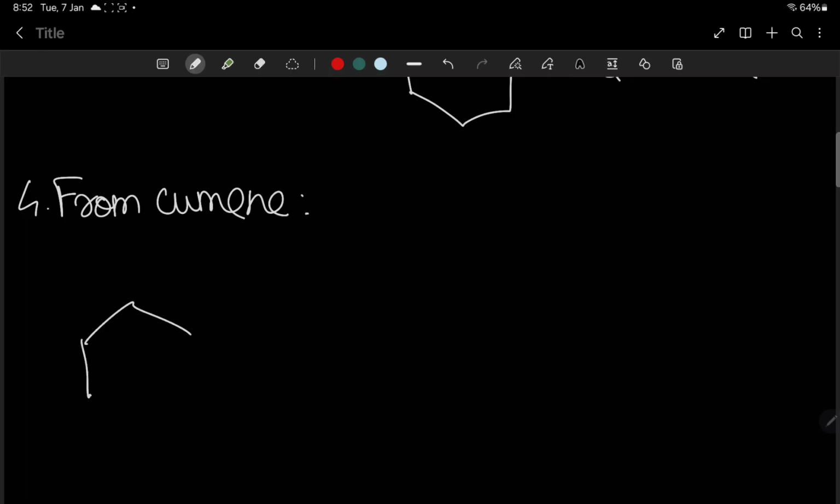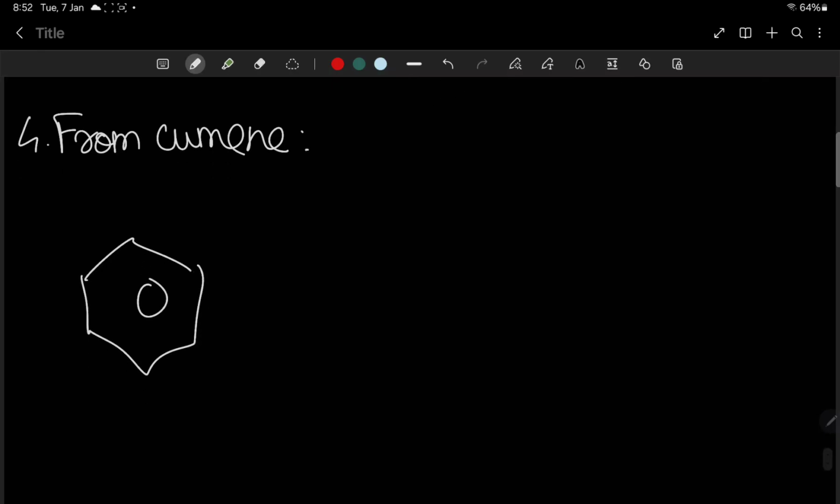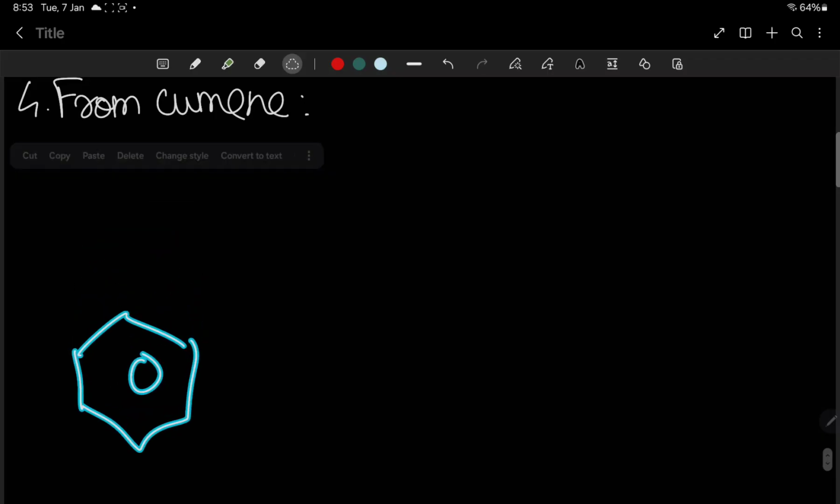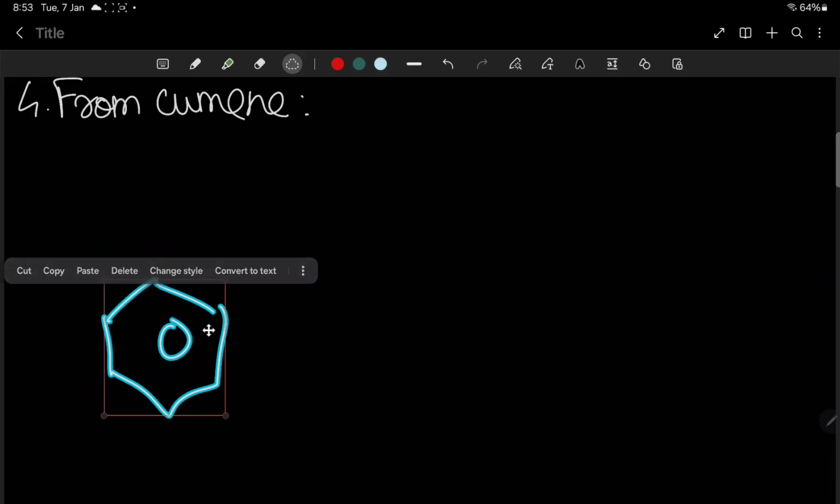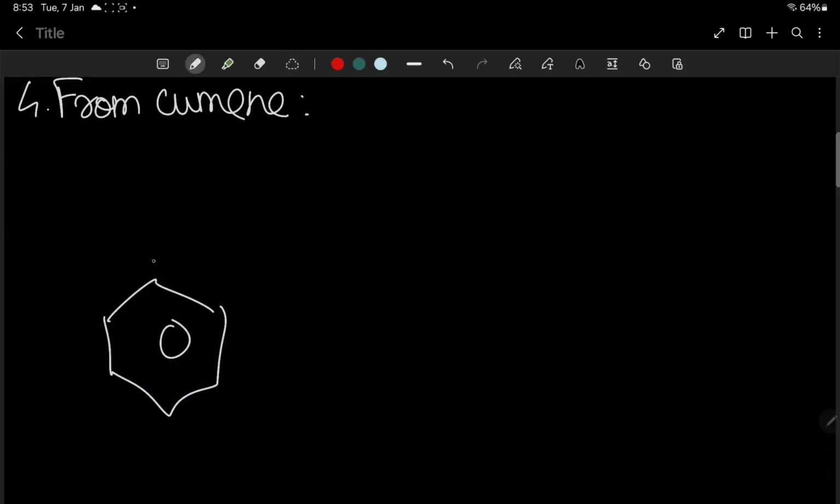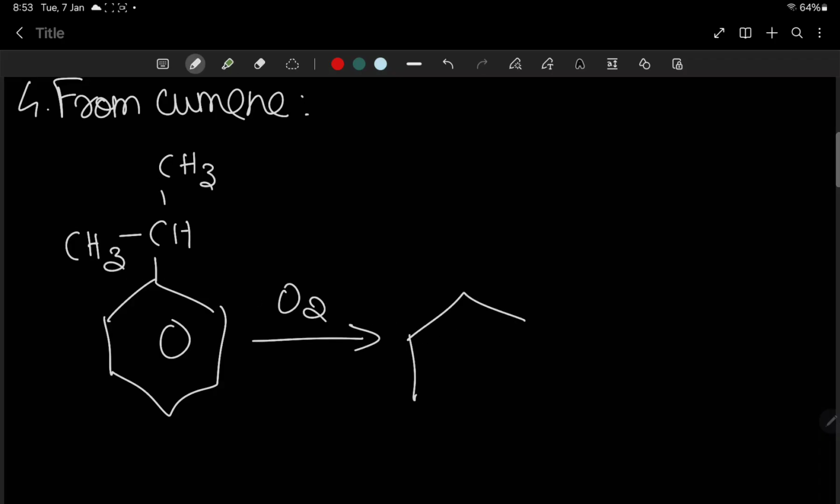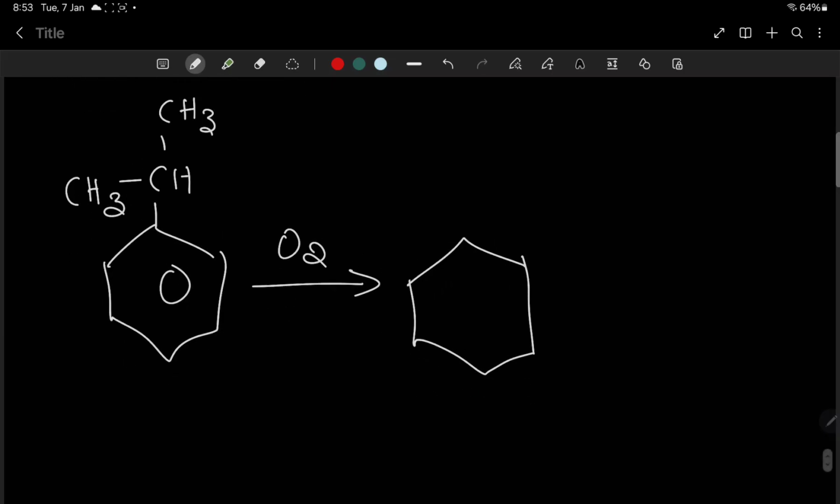Cumene is, this compound is called cumene. CH3, this is called cumene. Into this add carbon, into this add oxygen, so we get this intermediate, which is very important. Learn this intermediate.